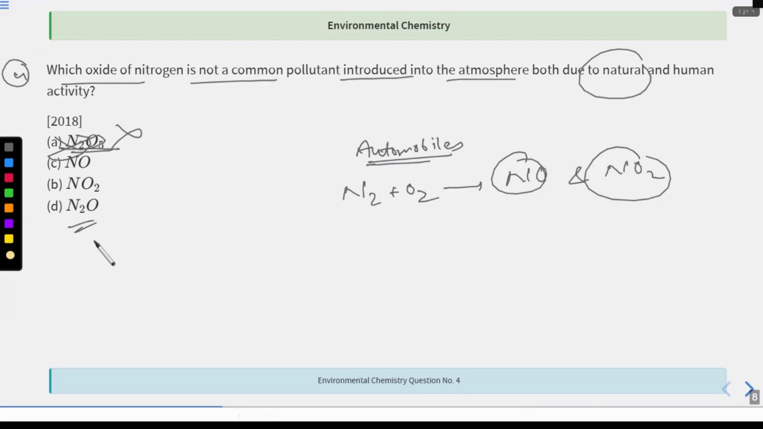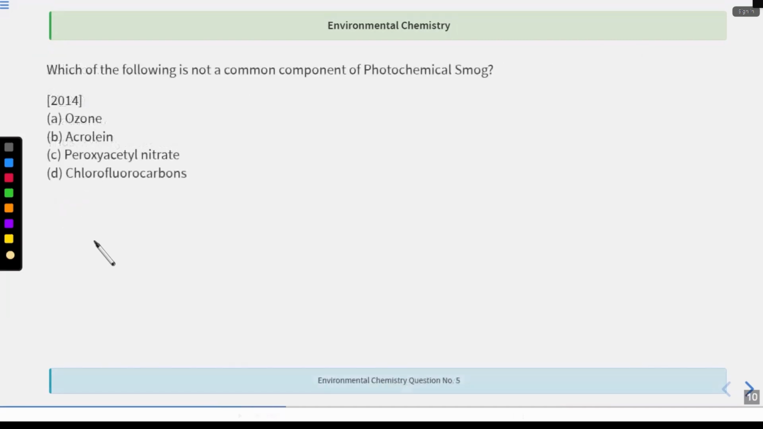So, which oxide of nitrogen is not a common pollutant? N2O5 is the right answer. Cool. So this was question number 4. Let's move on to question number 5.